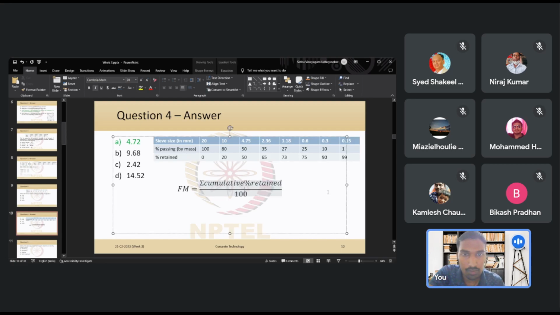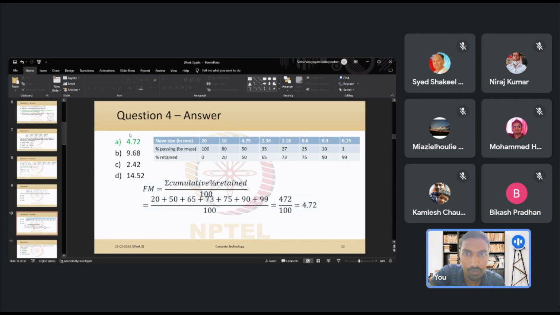So we calculated the percentage retained. Now we need to find the sum of all these percentage retained and then divide by 100. So we just have to find the sum: 20 plus 50 plus 65, 73 plus 75 plus 90 plus 99. If you calculate it, it comes out as 472. So 472 by 100 is 4.72, right? That is the fineness modulus, which is given in option A. Okay, any questions?